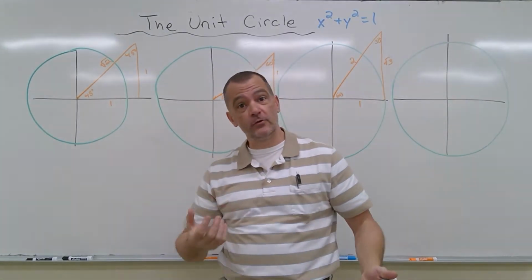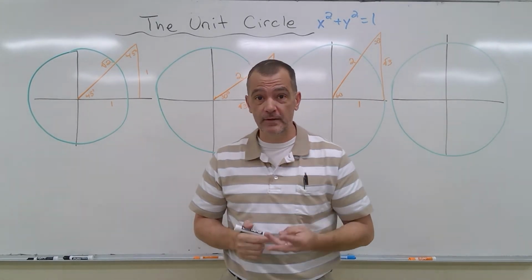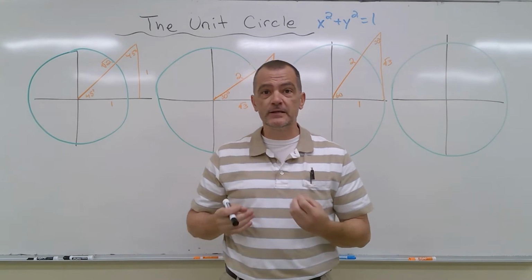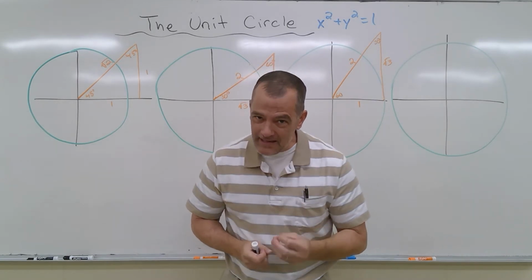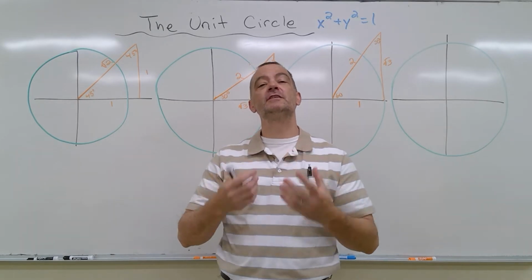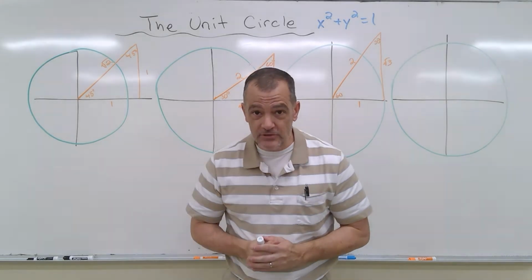Right now, we have a lot going on. SOH CAH TOA: the definitions of the three basic trigonometric functions as they relate to a right triangle. But what we're doing right now is we're going to start putting those definitions to work inside of a circle on the Cartesian coordinate plane.